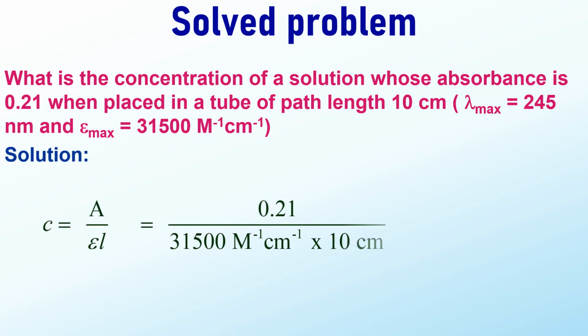So from Beer-Lambert's law, the concentration is given by absorbance divided by epsilon and the path length L. It works out to be 6.67 into 10 power minus 7 molar. This is the concentration of the solution.